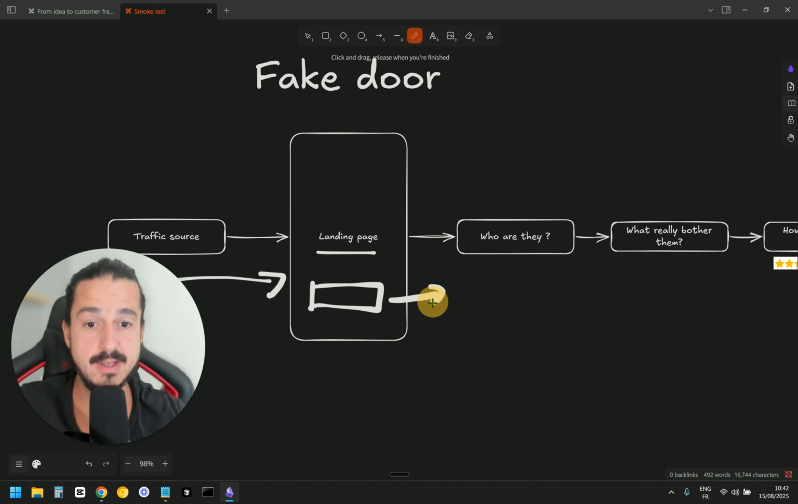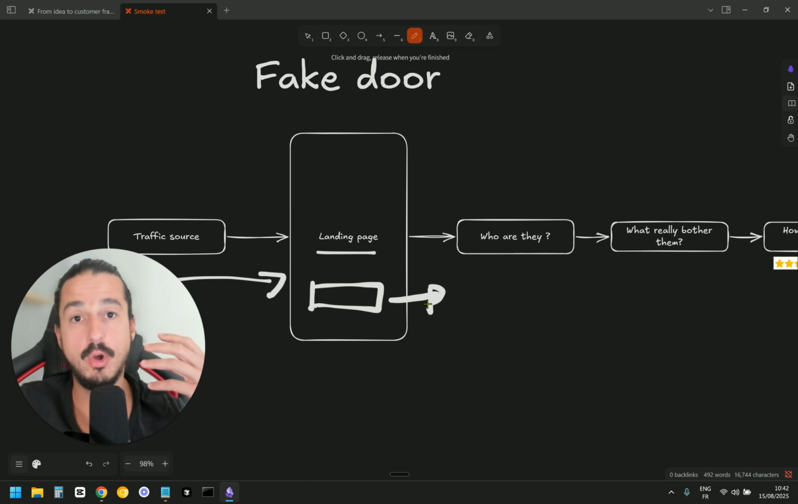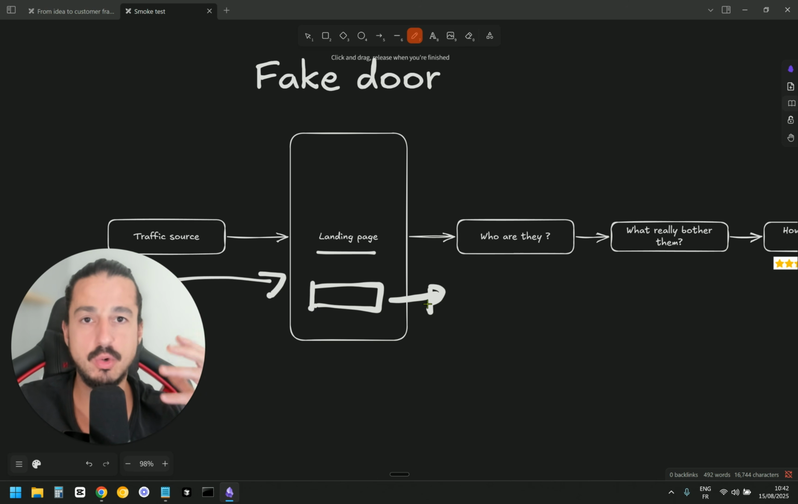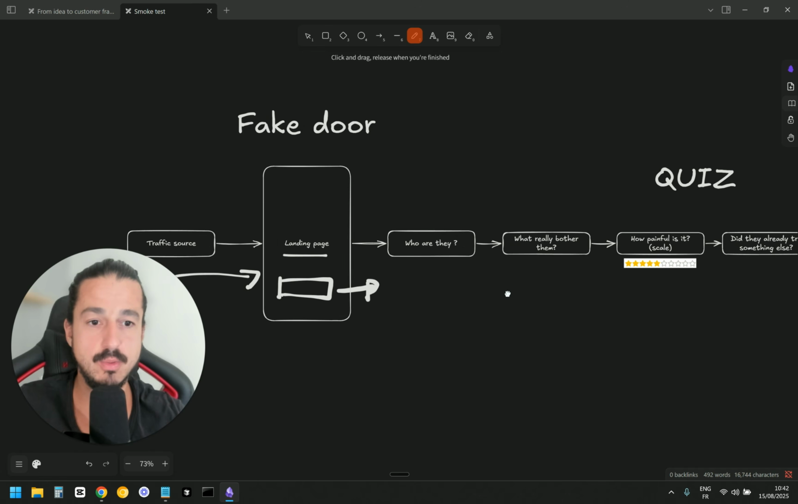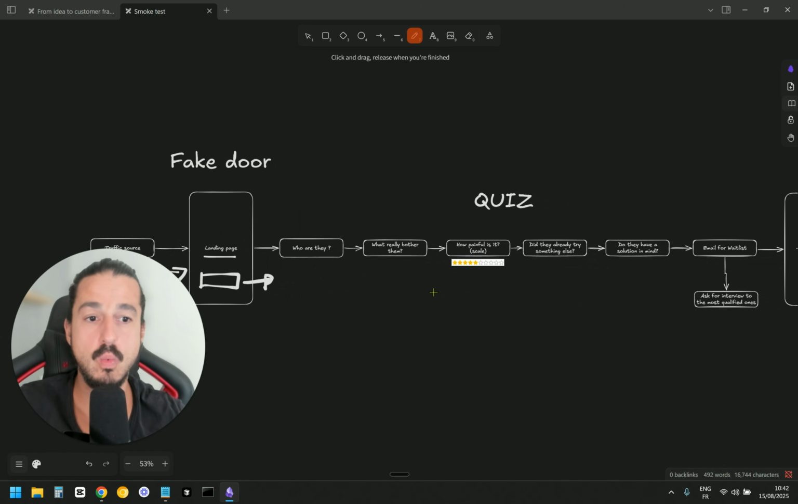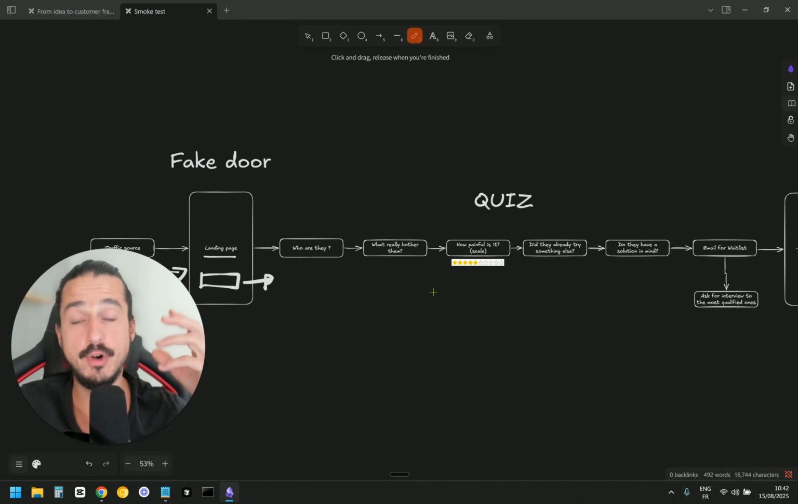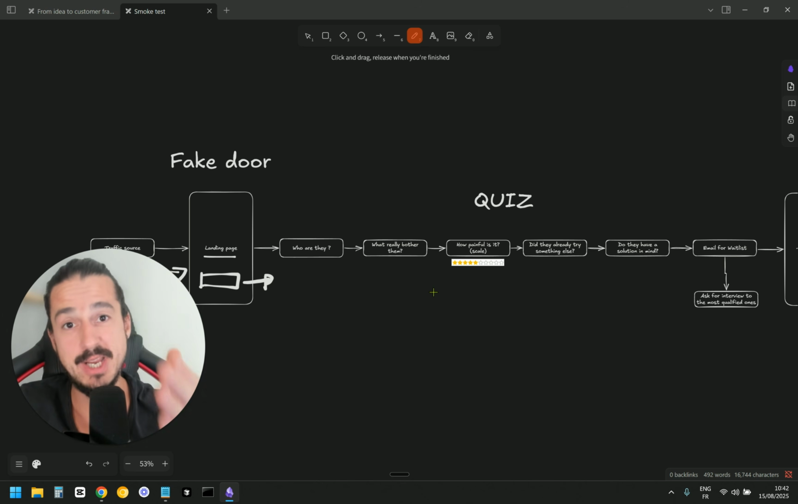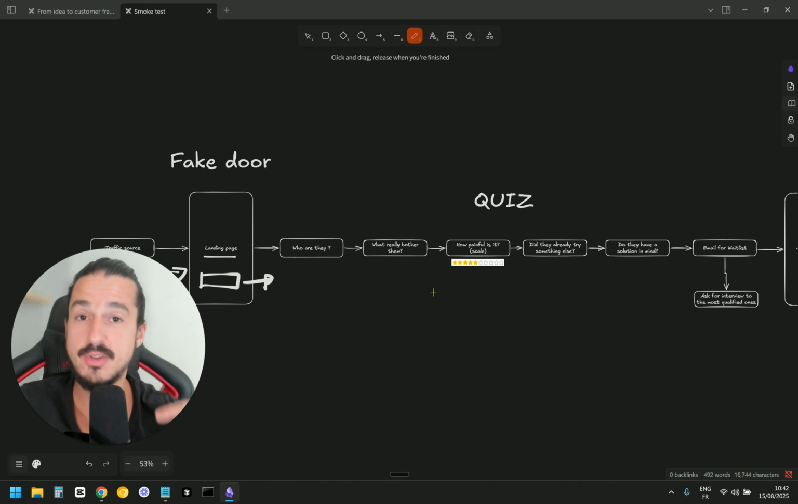And when they click on it, they are shown a pop-up, or first of all, they are led to a quiz or survey, you can call it the way you want, basically a way to ask them questions. The first thing you want to do is to explain why they are going to answer questions. So it's simple.